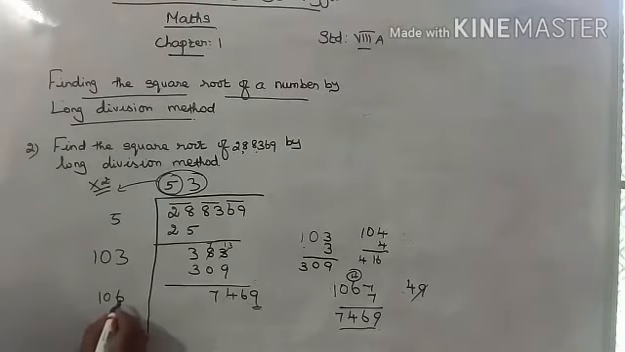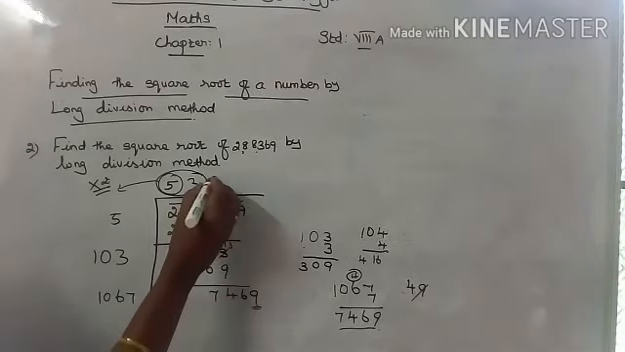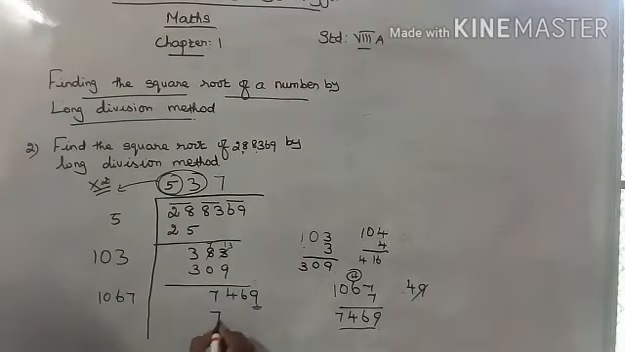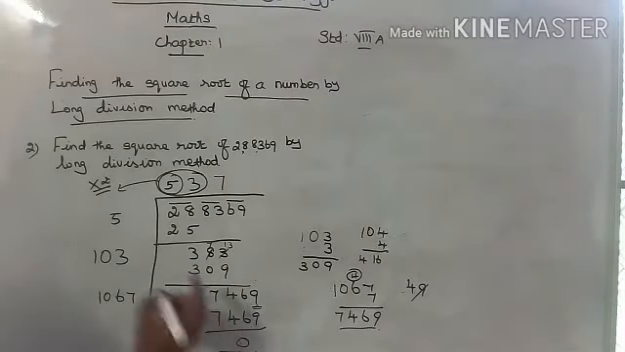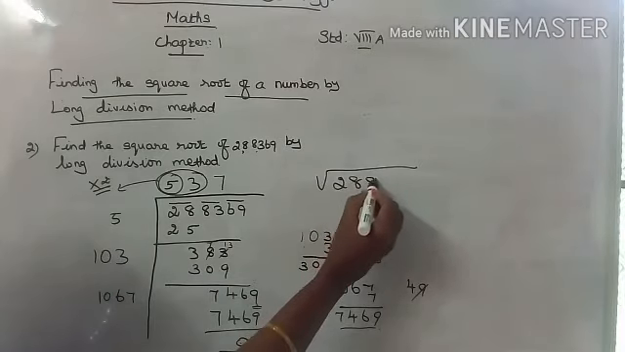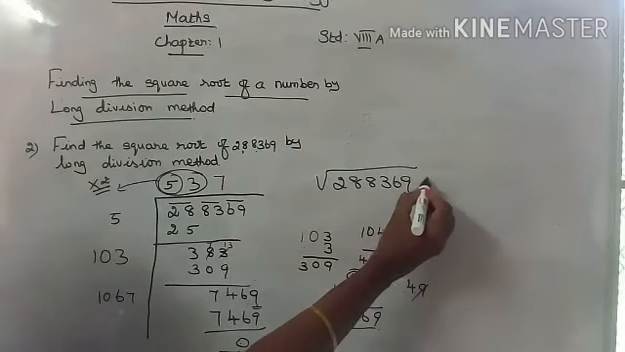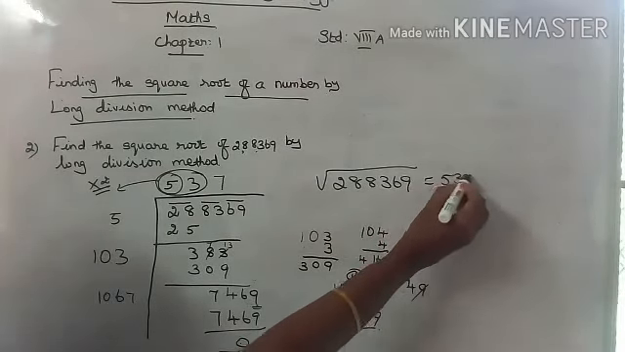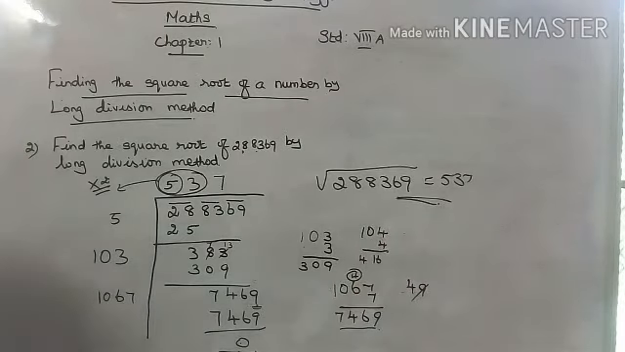1469. So 1067 7s are 7469. We get the balance is 0. If we get the balance is 0, so the square root value is 537. So the square root of 2,88,369 is equal to 537. This is the answer. Okay, students.